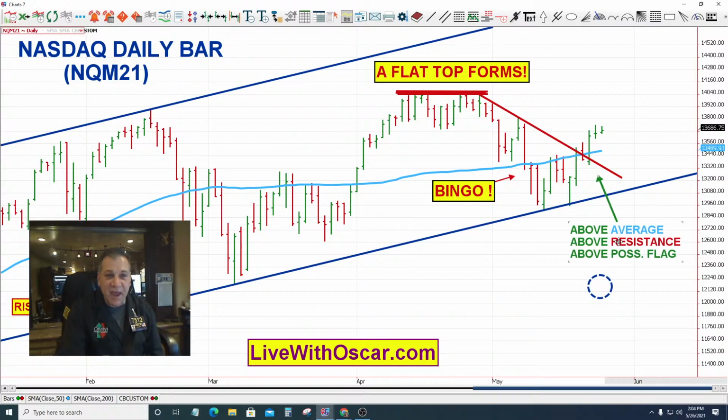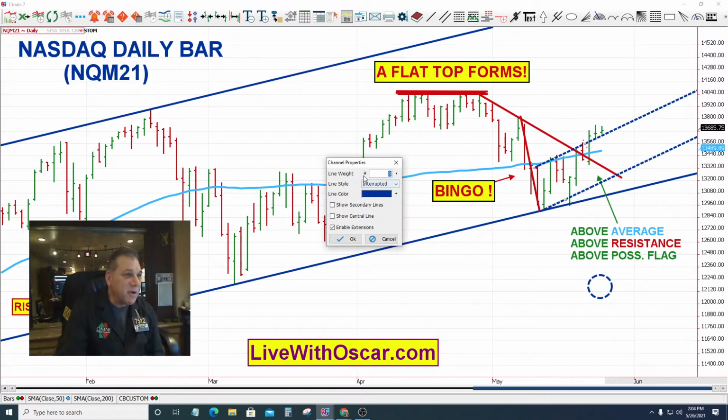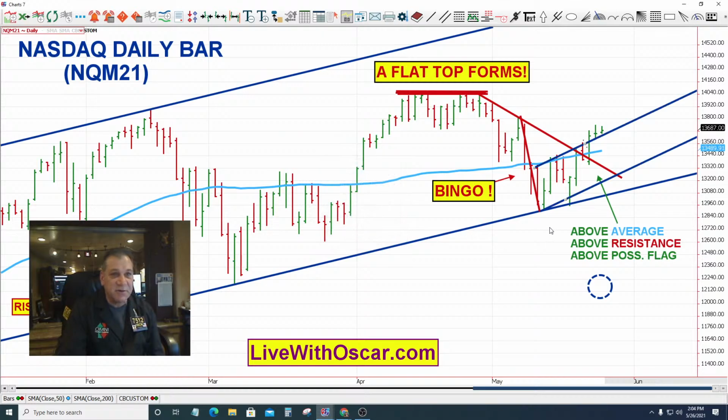Boom. And it is above the 50-bar moving average. So it's above the average, it's above resistance, and we had a scary possible bear flag building here. And if you ask me, we are above that now. This could have been a bear flag right here. So I think that we are above the bear flag. I think that we are above the resistance. We are certainly above the average.